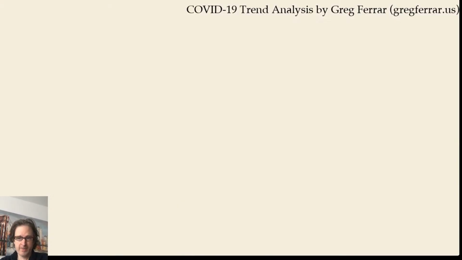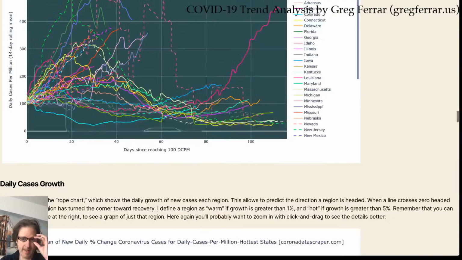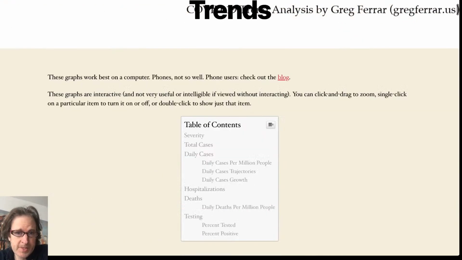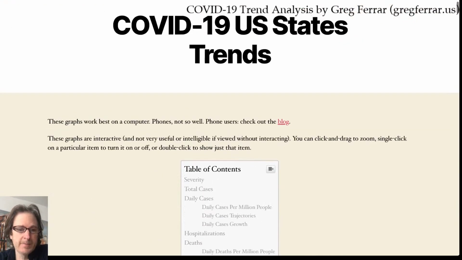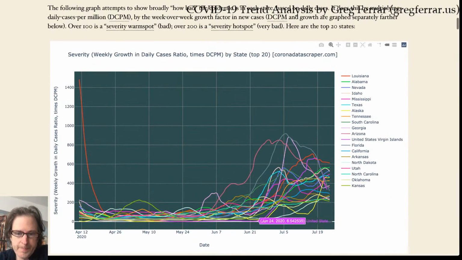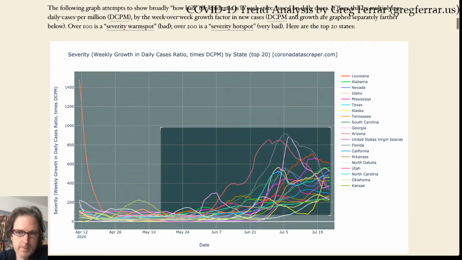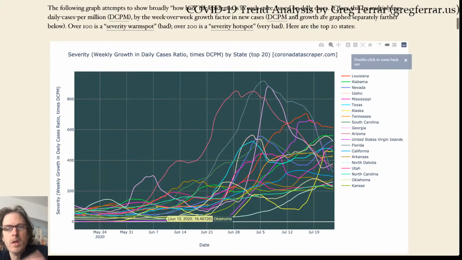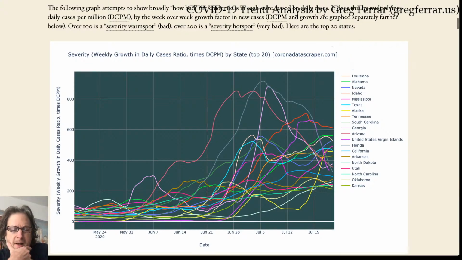Oh, actually, I already have this baked here in another tab. So states, moving on to the states. Severity. All right, I'm going to zoom in a little bit. I think, there we go. So the severity graph. What to make of this severity graph?